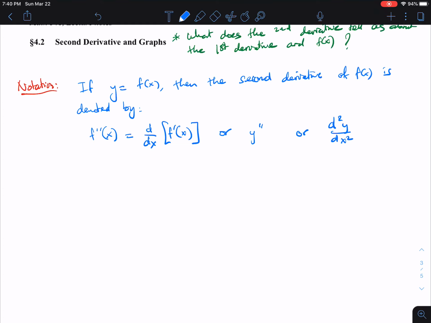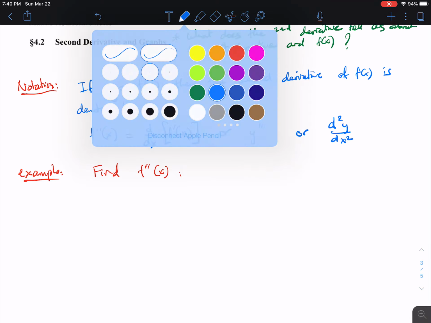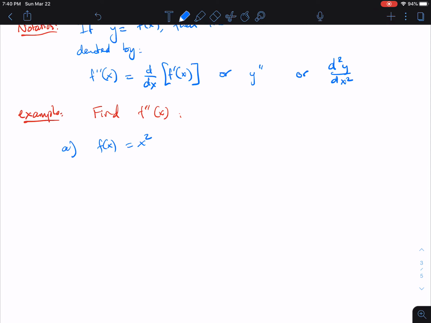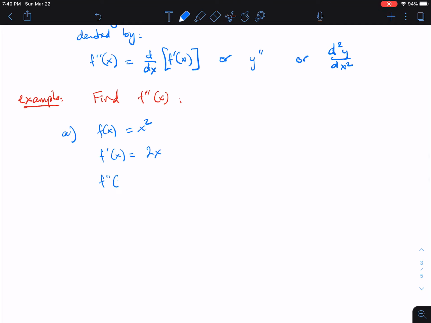So now we've got the notation situated. Let's look at an example. How would we find the second derivative of a given function? Find f double prime. Part A, let's look at f of x as x squared. If x squared is the given function, f prime is going to be 2x, therefore f double prime is going to be just 2. So pretty simple there. Let's look at another one, given the g function as square root of x.